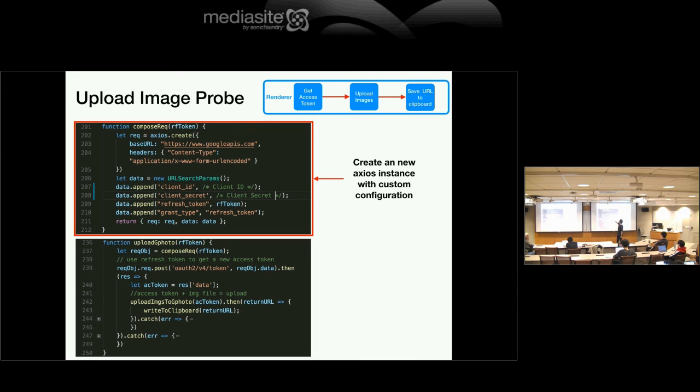In this first function, we have this argument, refresh token. In the first part, we create a new instance of Axios with custom configuration, which are the base URL and headers. You can follow this pattern to create your own Axios instance to make HTTP requests. And then in the second part, we compose the data that will be sent along with the request, which contains client ID, client secret, refresh token, and grant type.